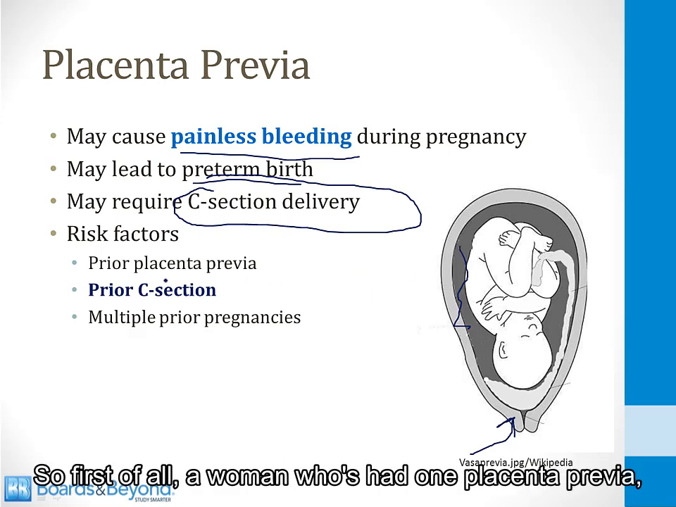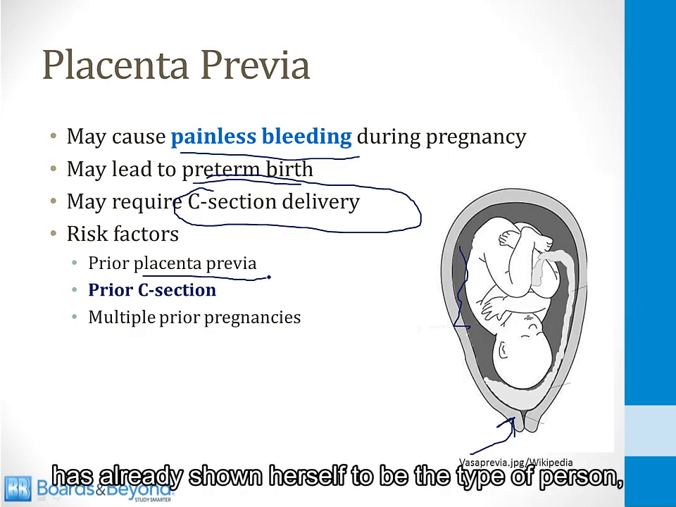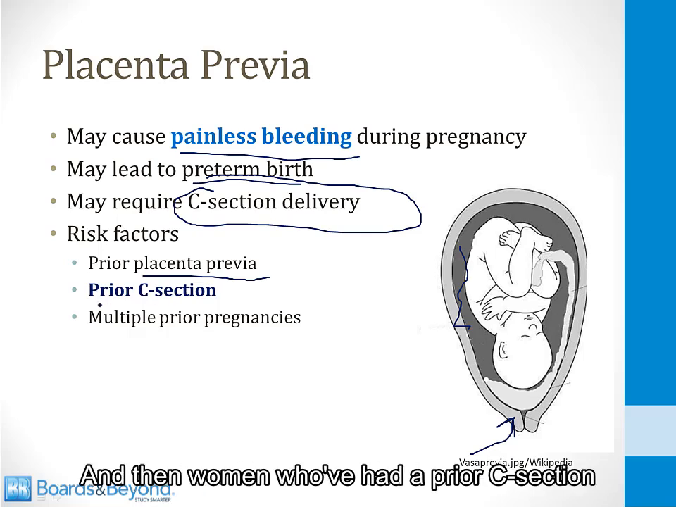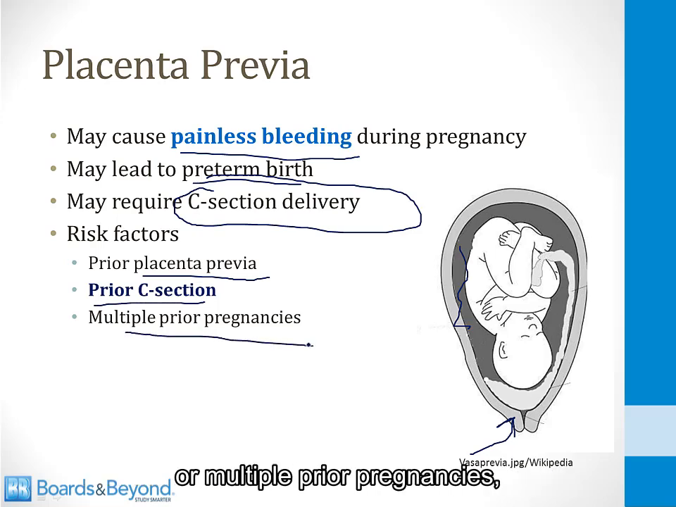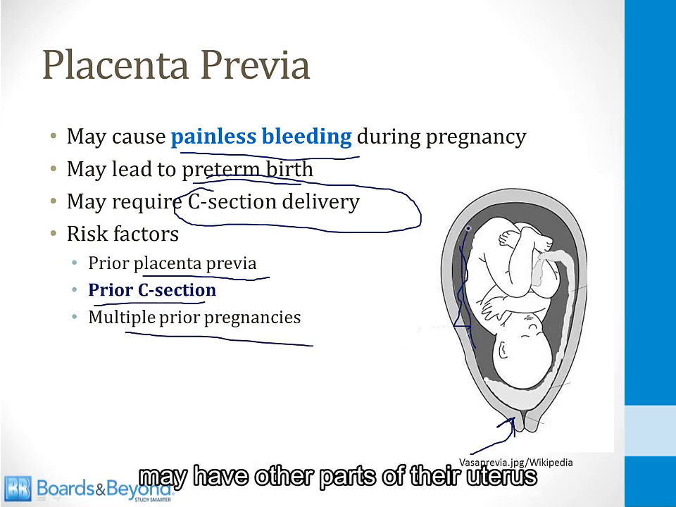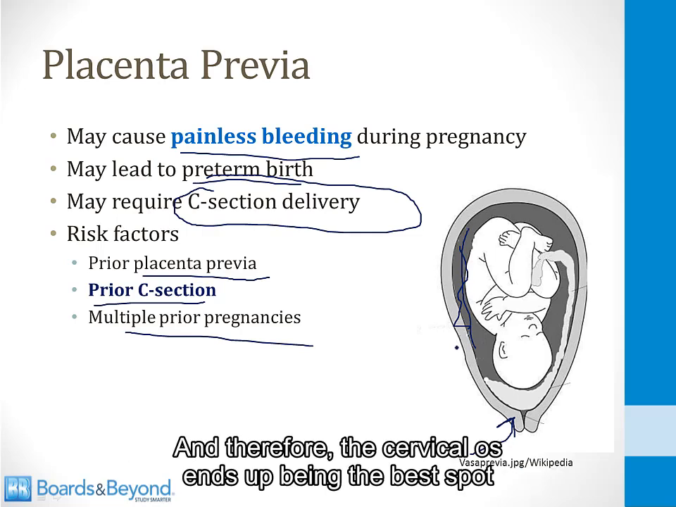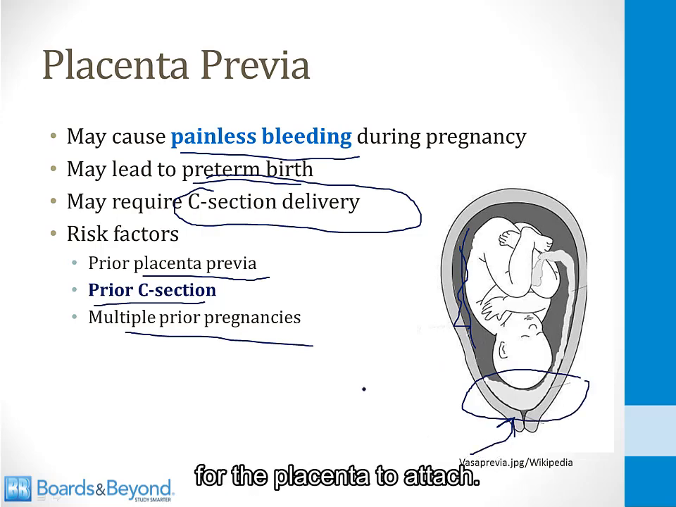So first of all, a woman who's had one placenta previa has already shown herself to be the type of person whose placenta likes to attach over the cervical os. And then women who've had a prior C-section or multiple prior pregnancies may have other parts of their uterus that are not entirely normal from the prior C-section or the prior pregnancies, and therefore the cervical os ends up being the best spot for the placenta to attach.